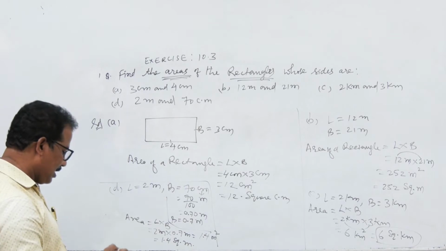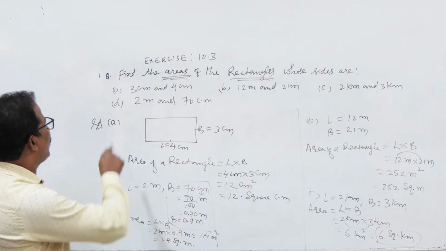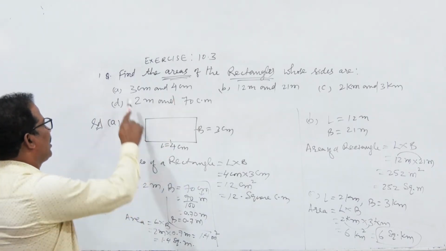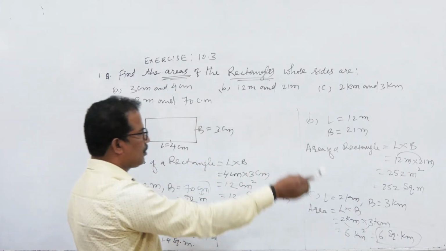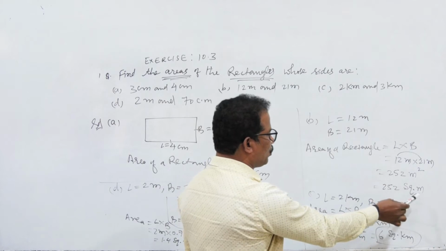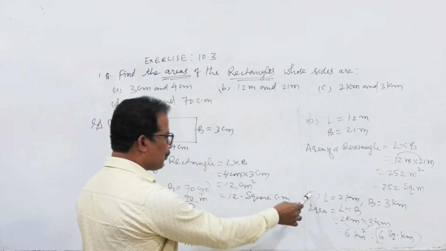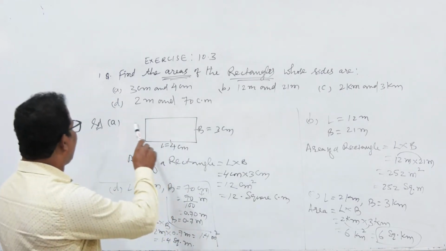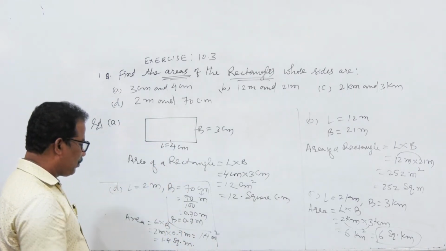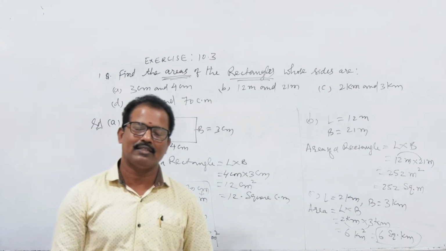Understand? So this is the way to find the areas of all the given 4 questions. For A we got the area 12 square centimeter, for B we got 252 square meters, for C we got 6 square kilometer, and for the last question D we got the area 1.4 square meter. Understand? Good.